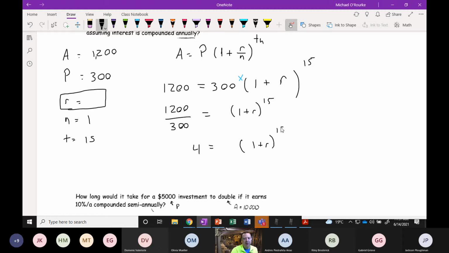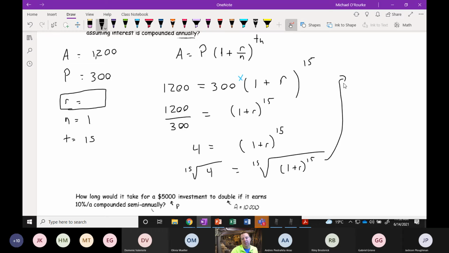Here's a question for you. This is from our exponential unit. What's my next step here? I have 4 equals this to the power of 15. How do I get rid of that to the power of 15? Very good, the root. So I'm going to take the 15th root of 4, and the 15th root of 1 plus r to the power of 15.